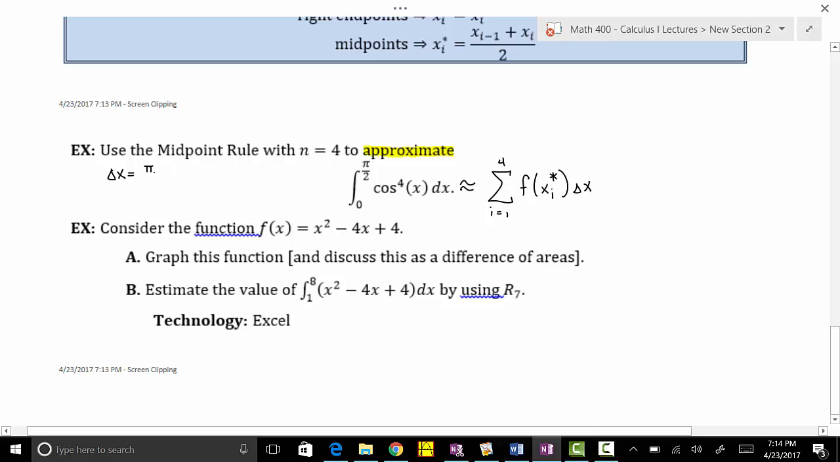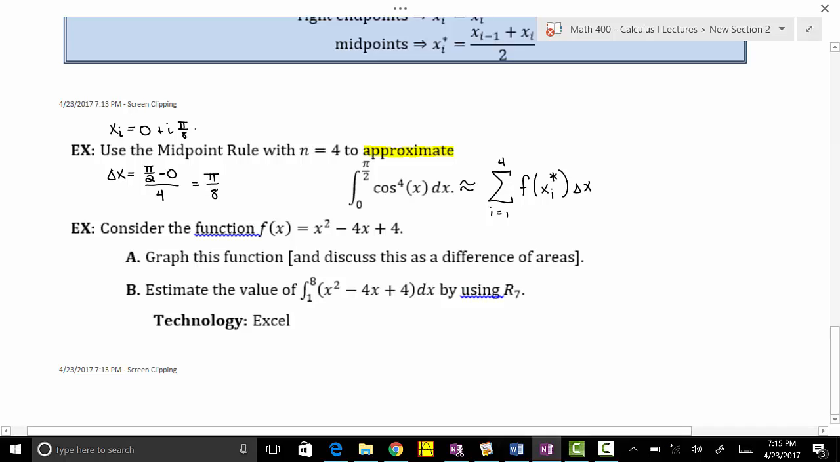Delta x is b minus a over n. In this case, n is 4. So we have delta x is pi over 8. And then x sub i is a plus, well, I don't need to write that. It's a, which is 0, plus i times delta x, which is just pi over 8 times i.